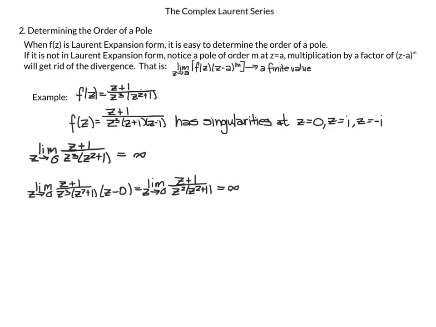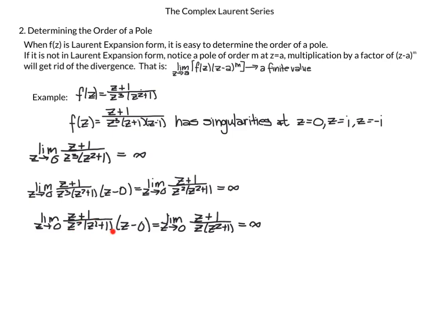We still diverge. Because we still diverge, we're going to multiply this function now, z plus 1 over z squared times z squared plus 1, by another z minus 0 term. That will cancel out one of these z's, and we get z plus 1 over z times z squared plus 1. Take the limit as z approaches 0. We still get 1 over 0. We still have a divergent function.